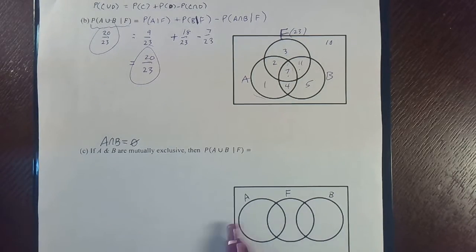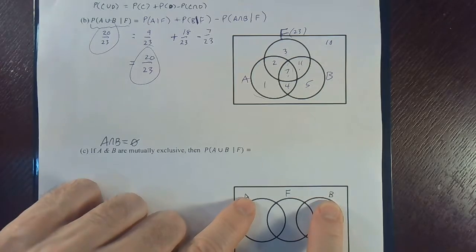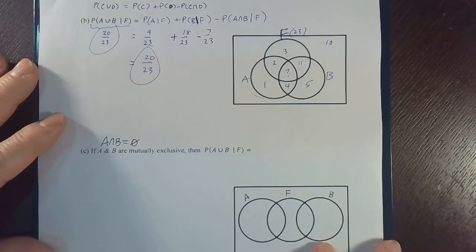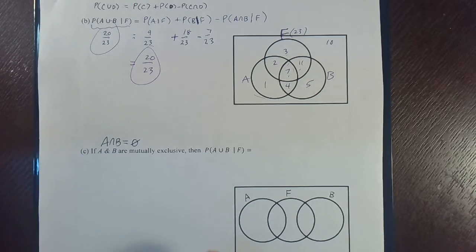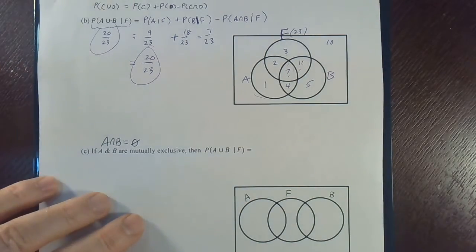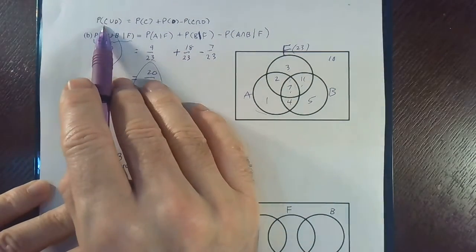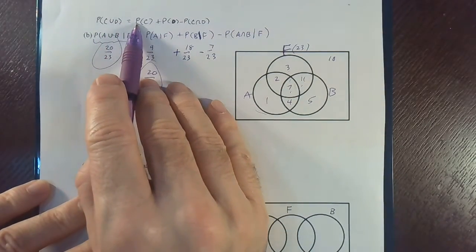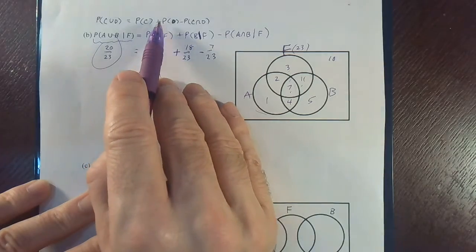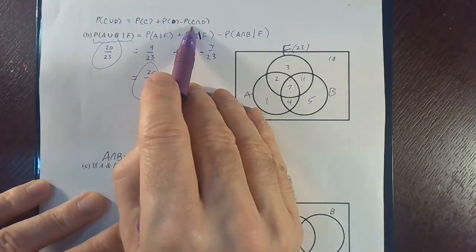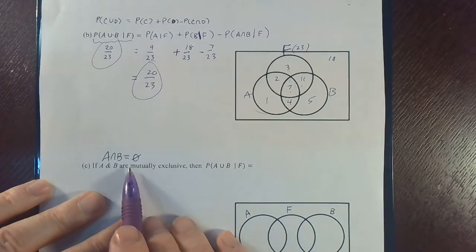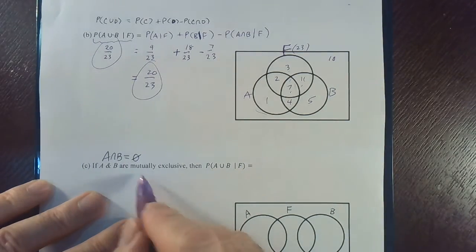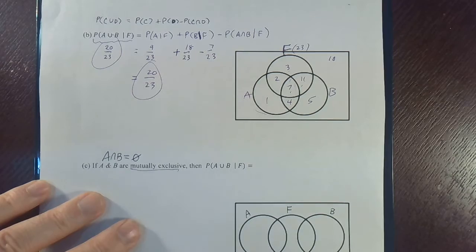There's really no other way to do it. Well, I guess I could have called this one A. I could have swapped the A and B, but F has to be the one in the center because A and B don't overlap at all. Well, do you remember when that's the case, what do we have? Remember this? The probability of C union D is the probability of C plus the probability of D minus the probability of their intersection. Well, the probability of their intersection will be 0 in this case because they're mutually exclusive.